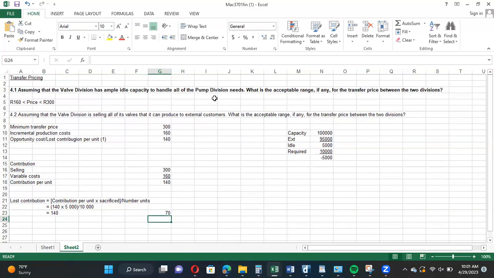So to answer this question, our range is basically going to be: the minimum transfer price is going to be 300, which is pretty much the same as the maximum price, 300. So it gives you a price of 300. That's what they need to do that at. No compromise. All right. What questions do you have?